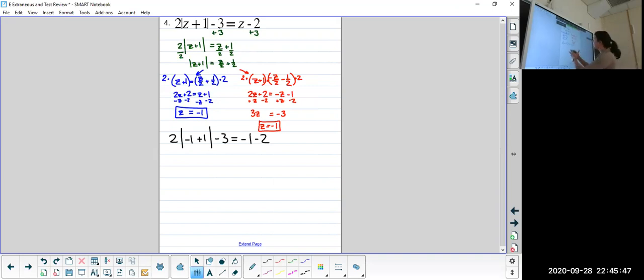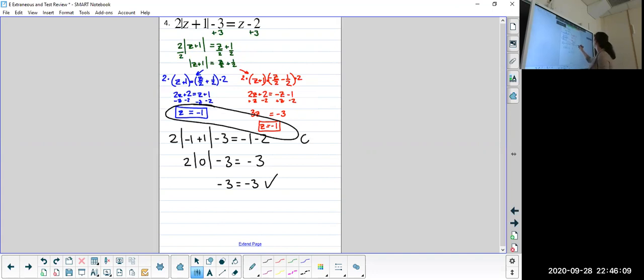So when I work this out, I get 2 absolute value 0 minus 3 equals negative 3. Well, absolute value 0 is 0. Anything 0 units away from 0 is 0. 2 times 0 is 0. So negative 3 equals negative 3. So sure enough, those are both good solutions. And if you catch an error that I made, you let me know, but otherwise that's it for extraneous solutions.